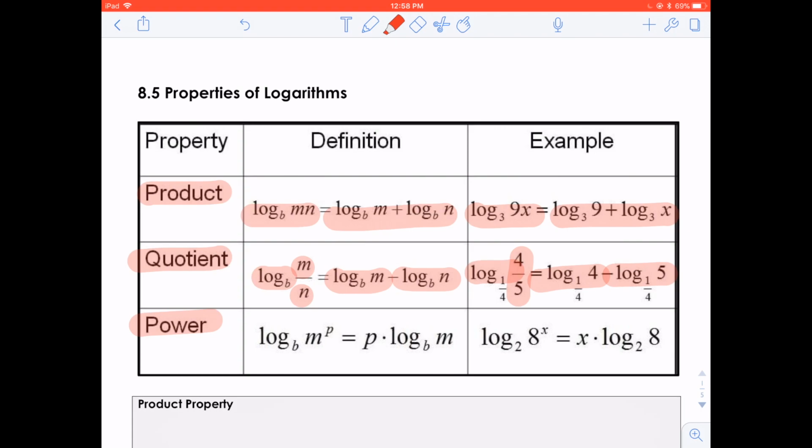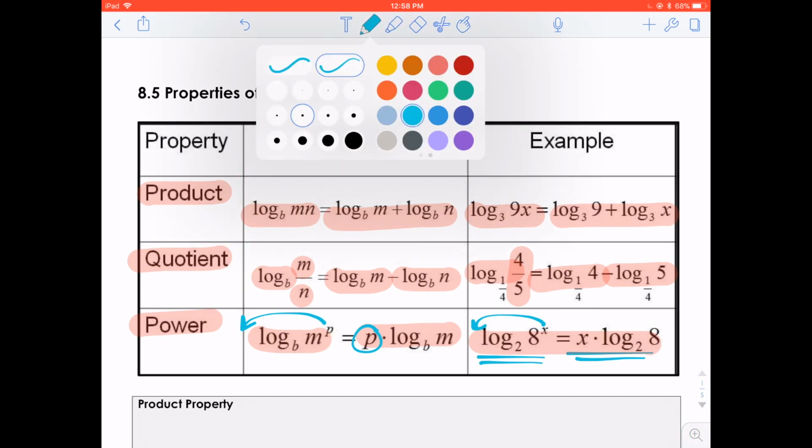We also have the power rule, which says log of m to the p means we can bring p out in front. So basically all that happened was that p came out in front. So you can see here we have log base 2 of 8 to the x. We just bring the x out front, okay? So throughout these notes, we're going to go through the product rule, quotient rule, and power rule all separately, and then we're going to practice them all together.